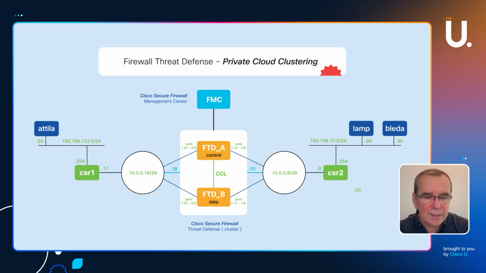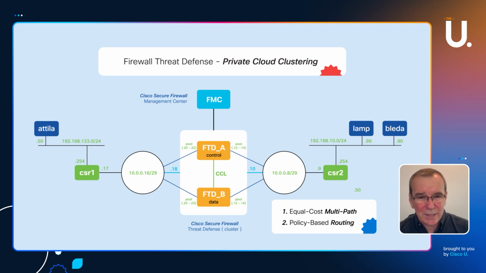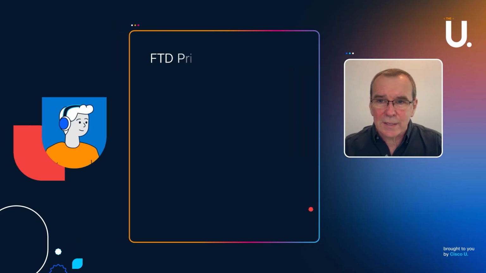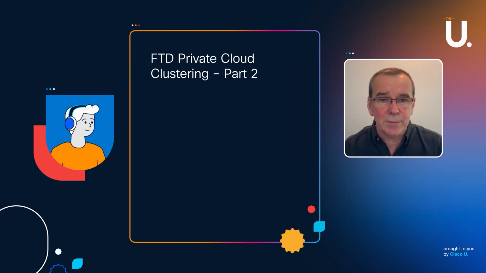One other thing is that it's really down to the upstream and downstream routers, CSR1 or CSR2, to load balance the traffic through the cluster members. The two supported methods are equal cost multipath, and policy-based routing. In my demonstration, the routes are going to be equal cost. We should see that.